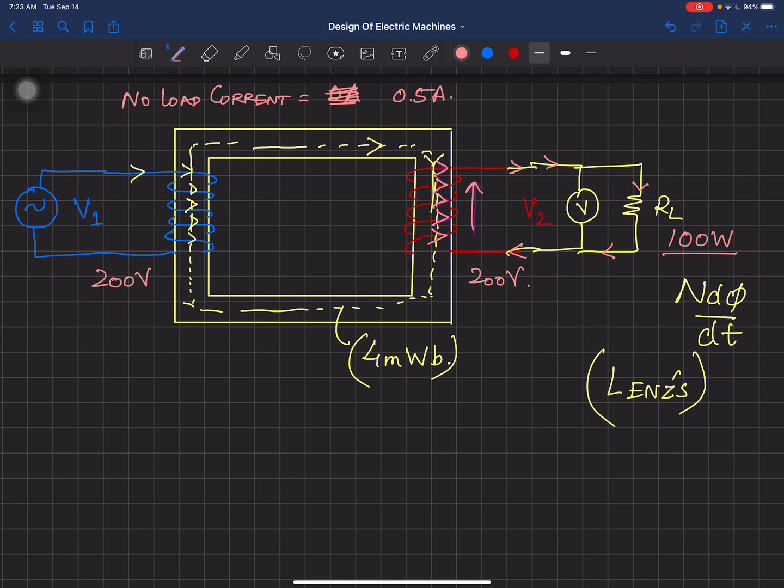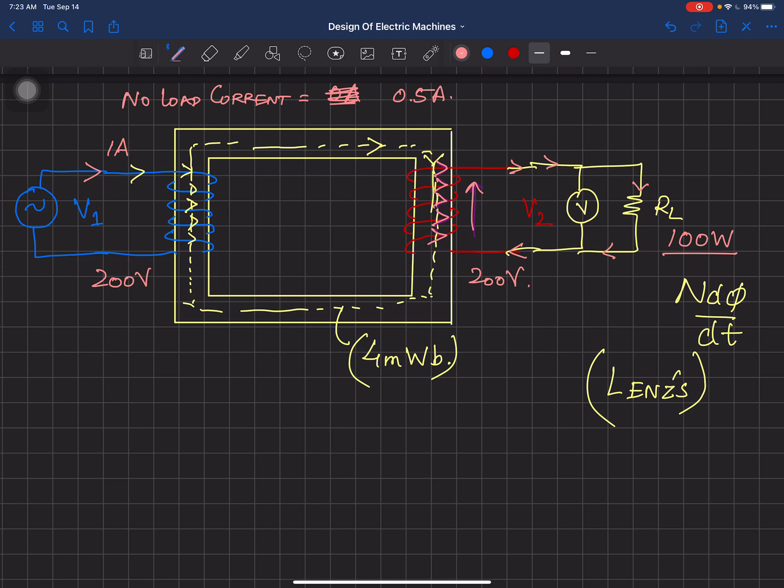Now, when you attached a 100-watt load, a 0.5 ampere current has started flowing over there. Now, the current inside this winding will increase to 1 ampere, because this 0.5 has to flow from here. The transformer is not generating it. The transformer is just supporting it to flow from one end to the other.